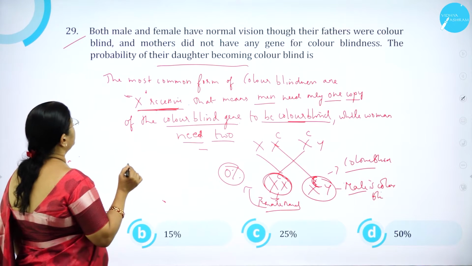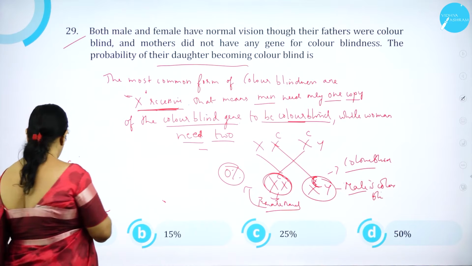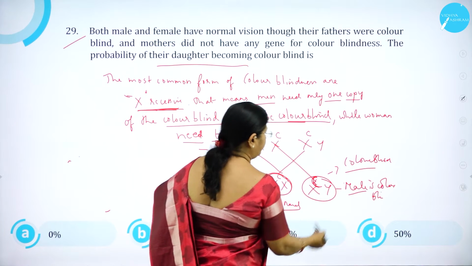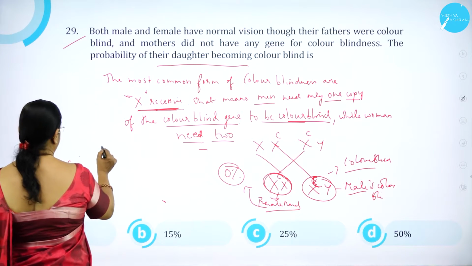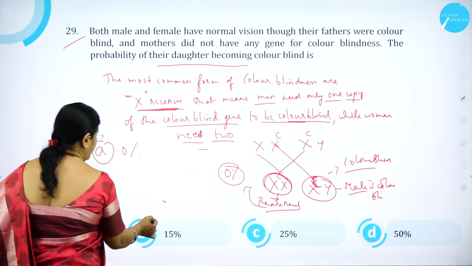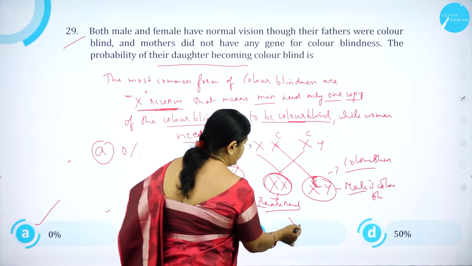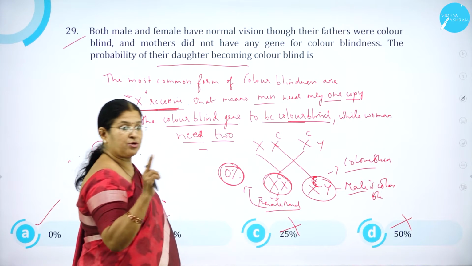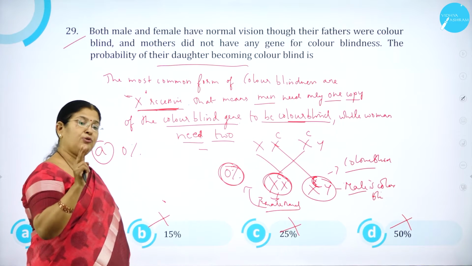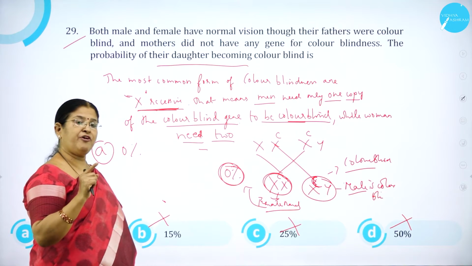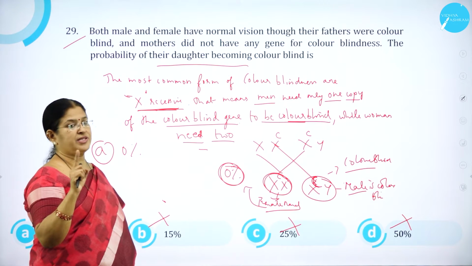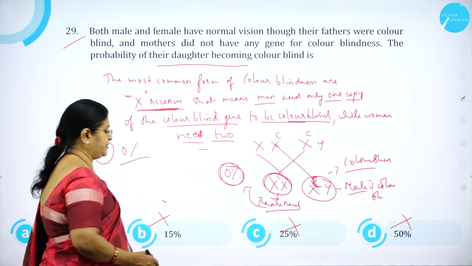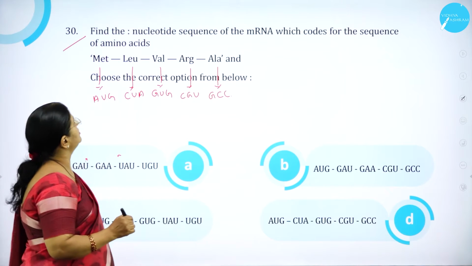So both male and female have normal vision, though their fathers were colorblind and mothers did not have any gene for colorblindness. The probability of the daughter becoming colorblind is option A 0%, B 15%, C 25%, D 50%. So option A is correct. B is wrong, C is wrong, D is wrong. As I said, when 2 X chromosomes carry the colorblind gene, then only the females will be colorblind. But for male, only one colorblind gene is responsible for colorblindness. So it is not possible in case of female. So it is 0%.